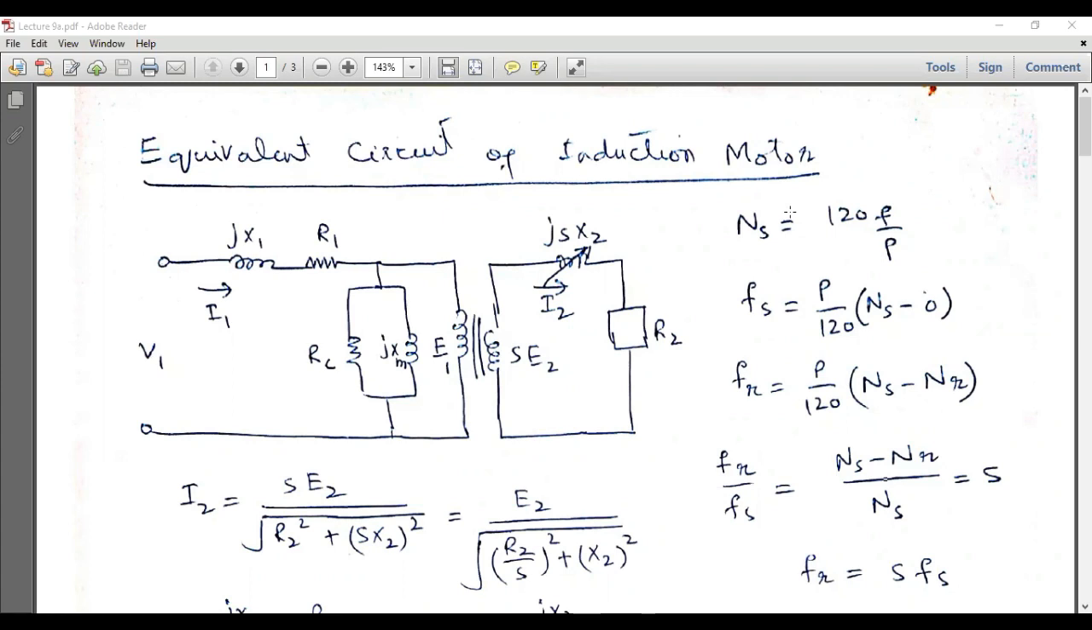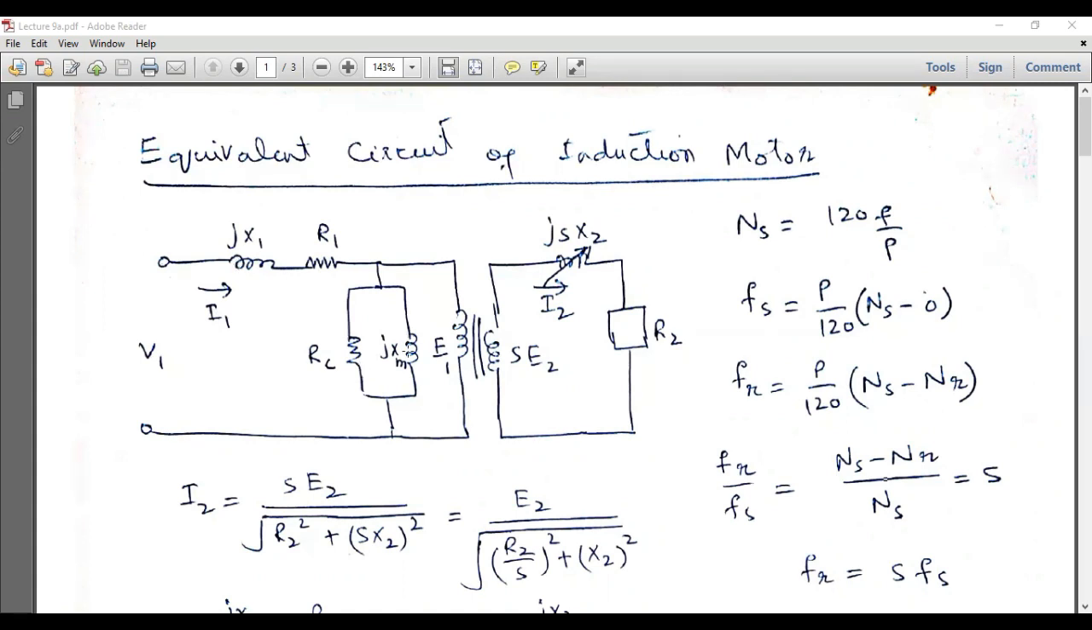In this lecture, I am going to demonstrate the equivalent circuit and mathematical model of an induction motor. The equivalent circuit of an induction motor consists of the stator side and the rotor side, and the stator side consists of the stator winding, which has a winding resistance and the leakage reactance. So these are represented by R1 and jX1 respectively.